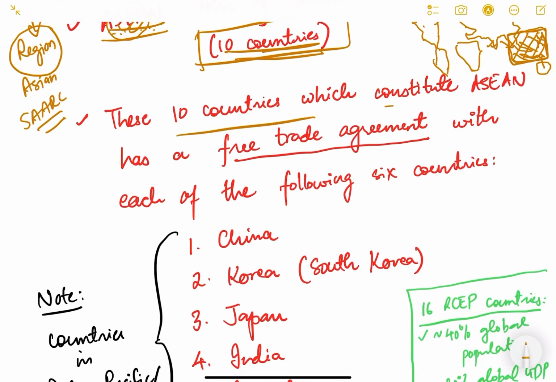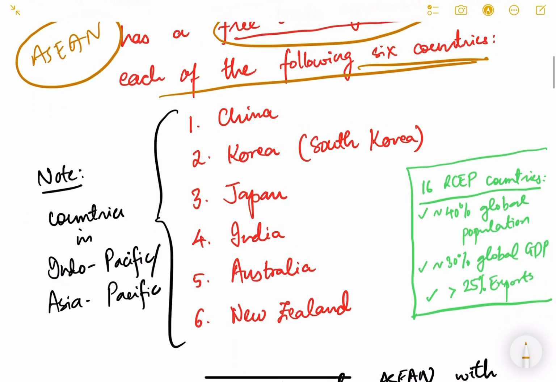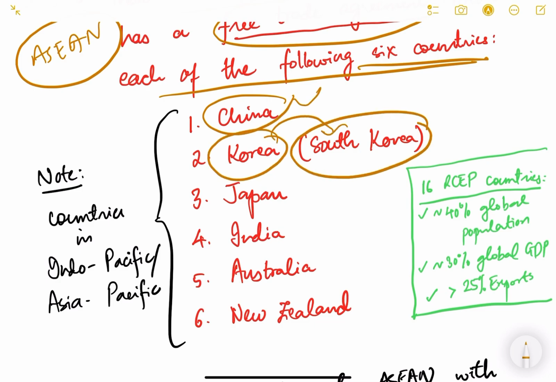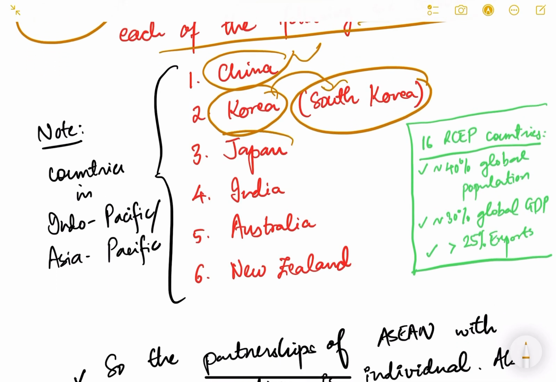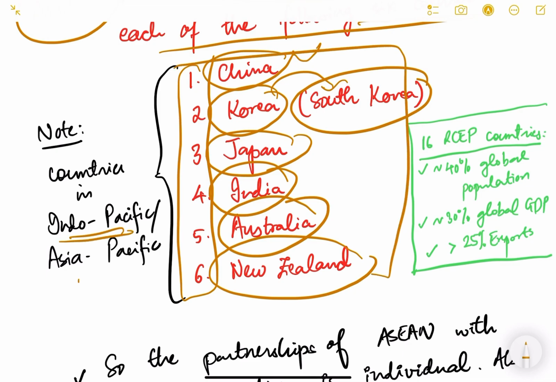These 10 countries which constitute ASEAN have a free trade agreement with each of the following 6 countries. As an ASEAN group, it has signed a free trade agreement individually with these 6 countries. ASEAN has a free trade agreement with China. ASEAN has a free trade agreement with Korea, meaning South Korea, not North Korea. Then ASEAN has a free trade agreement with Japan. It has a free trade agreement with India. It has a free trade agreement with Australia, and it has a free trade agreement with New Zealand. So it has a free trade agreement with each of these 6 countries, and they are individual free trade agreements. And notice that these countries are in the Indo-Pacific or Asia-Pacific region.